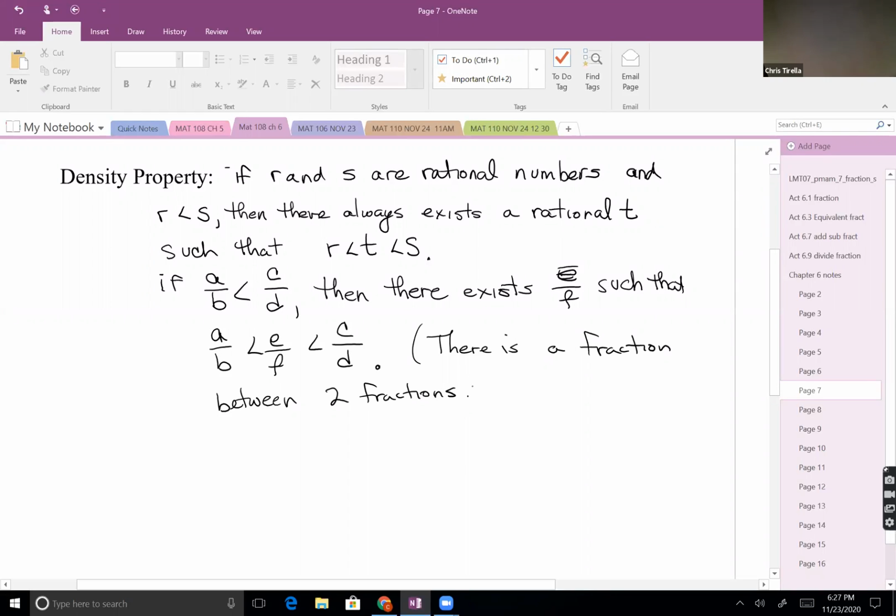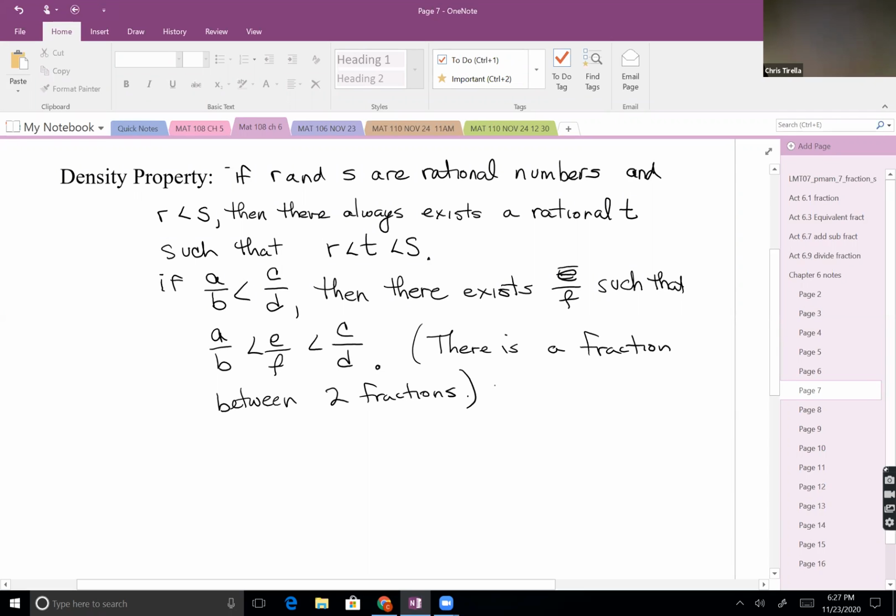And then let's stop and think about that idea. Well, if R is less than S, we can put a T in between them. But now R is less than T, so we put another one in between them? And then can't we put another one in between them? And can't we put a number in between them?